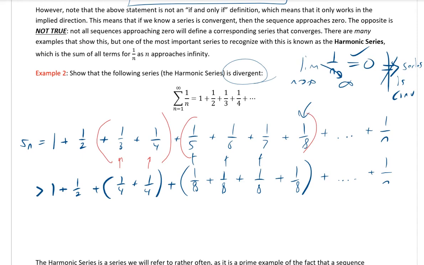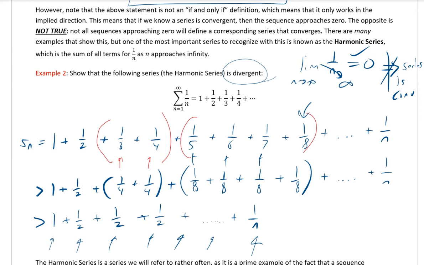Now, why am I doing this? Well, look what you get from this. 1/4 plus 1/4, that's 2/4, otherwise known as 1/2. 1/8 plus 1/8 plus 1/8 plus 1/8, that's 4/8, otherwise known as 1/2. And I could continue this trend all the way up to 1 over n. Basically, what this means is I'm adding 1 plus an infinite amount of 1/2s up to really infinity.